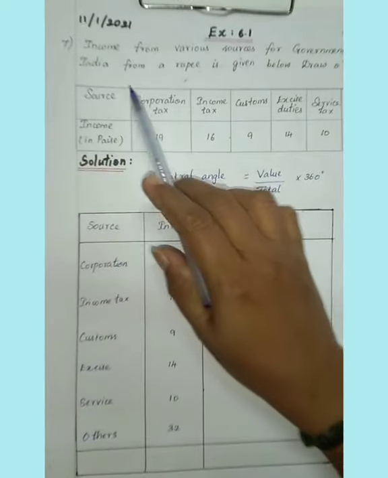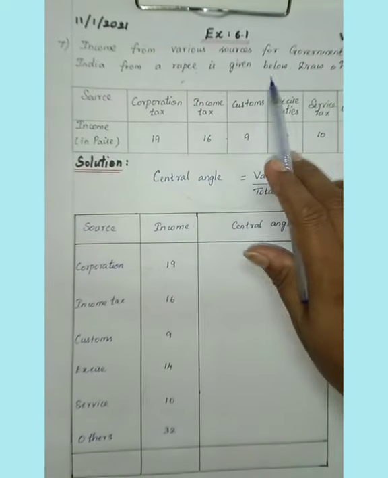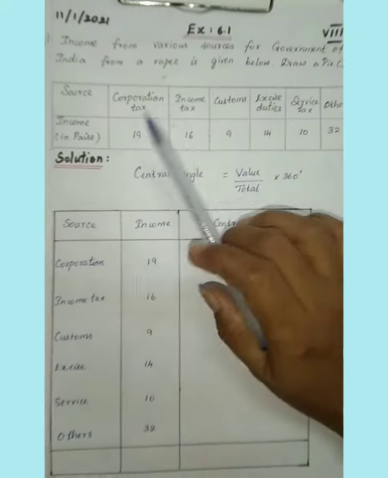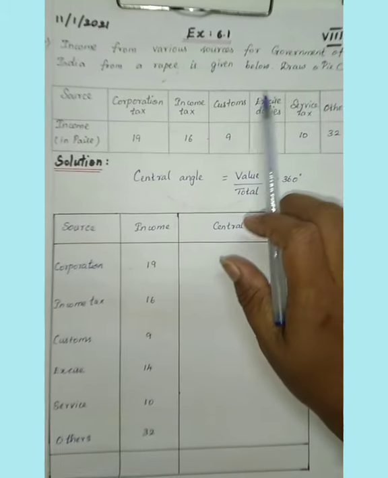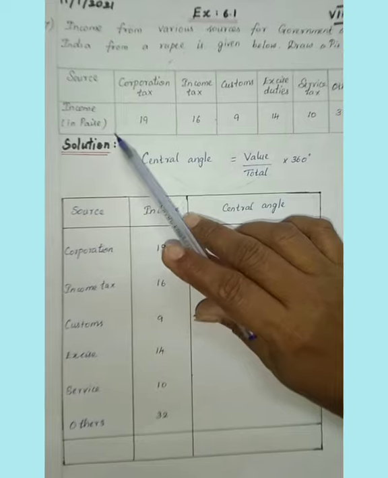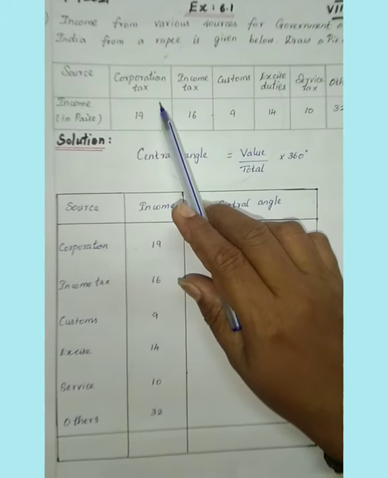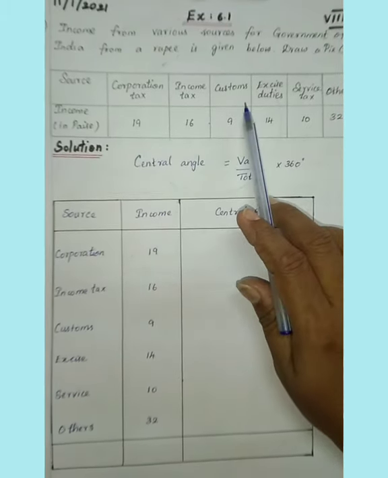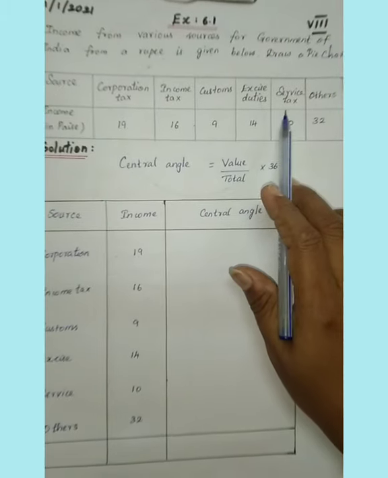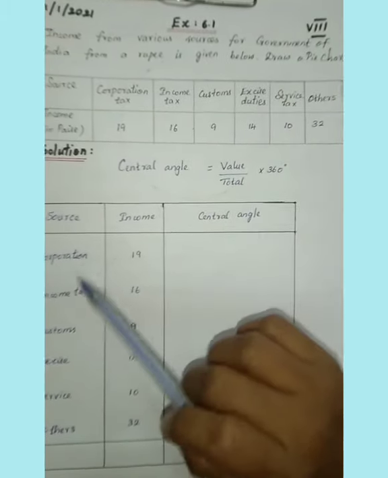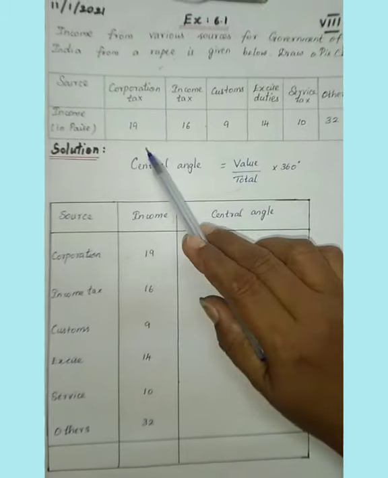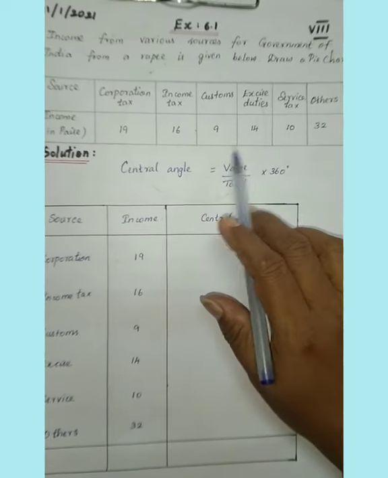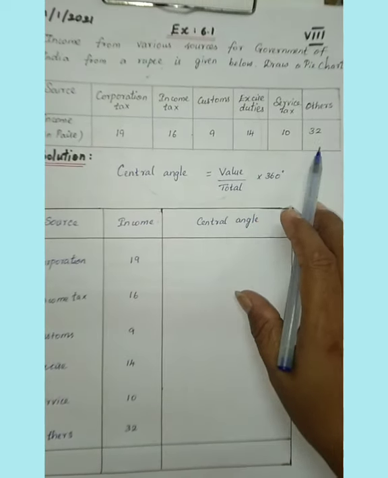7th problem: income from various sources for Government of India from a rupee is given below. Draw a pie chart. Source and income is given. Sources are corporation tax, income tax, customs, excise duties, service tax and others. Income in paise, that is 19, 16, 9, 14, 10 and 32.